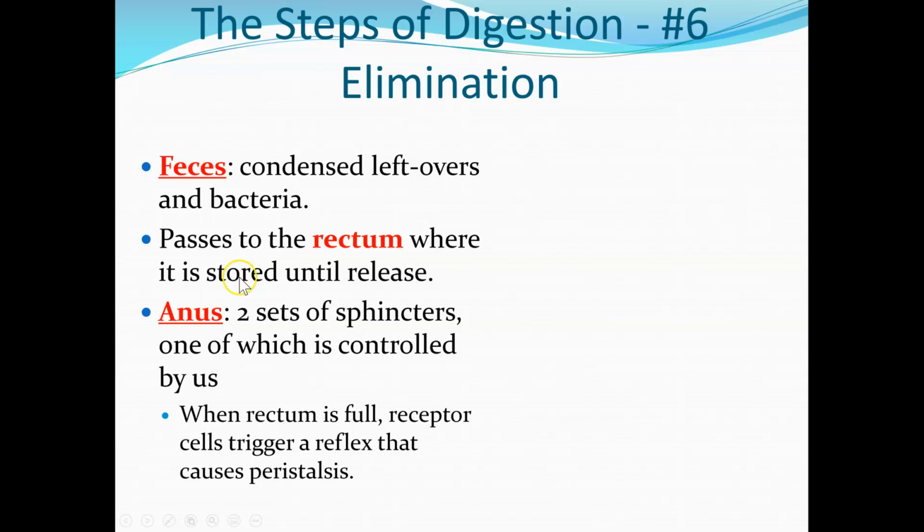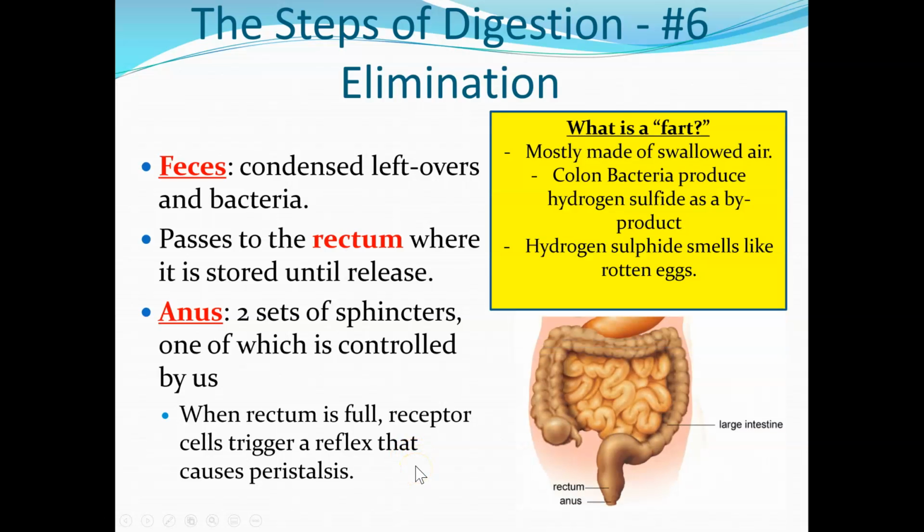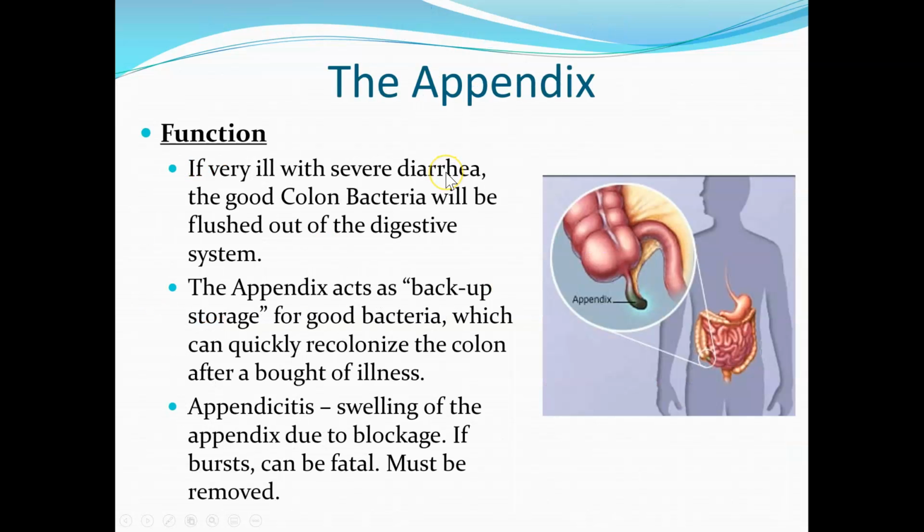And this feces passes to the rectum, where it will be stored until your body is ready to excrete it. So the anus has 2 sets of sphincters, which are controlled by us. When the rectum is full, receptor cells trigger a reflex that causes peristalsis. What is a fart? It's mostly made up of swallowed air. Colon bacteria produce hydrogen sulfide as a byproduct, and that's what you're smelling. Hydrogen sulfide smells like rotten eggs when you pass gas.